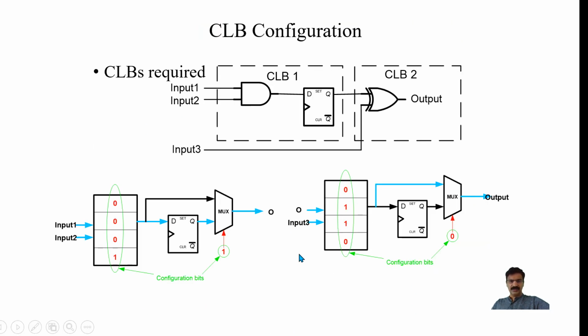CLBs are also given here. If you want to interconnect two CLBs together, this is the algorithm used inside the FPGA to configure CLB1 and CLB2, and how they are connected. What are the configuration bits required for this? These are the configuration bits which come into this SRAM and to this mux select line. So that can be easily determined.